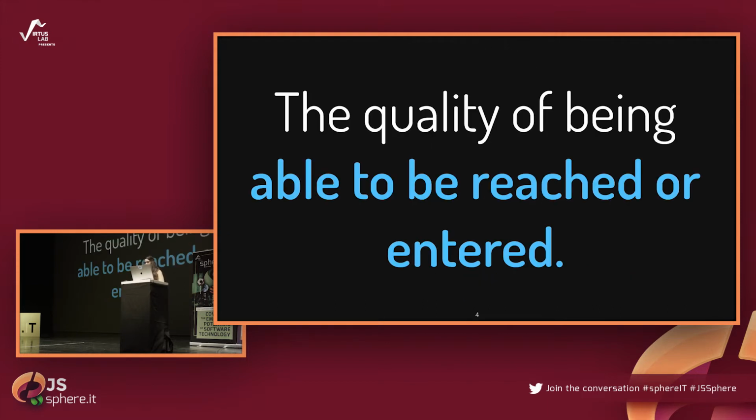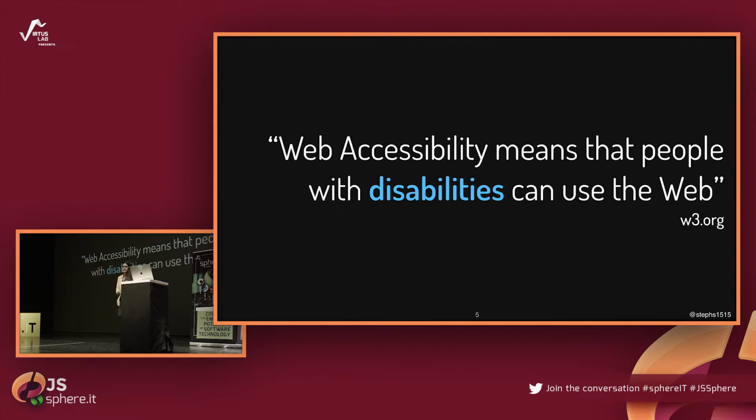So we can say that accessibility is the quality of being able to be reached or entered. And if you look it up in the dictionary, you can also see that it adds this little thing: used by people with disabilities. So accessibility is a word that is very tied to the word disability. And when we take this concept and bring it to the web, we get that web accessibility means that people with disabilities can use the web, according to W3.org.